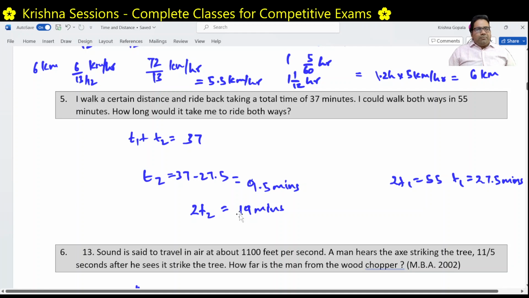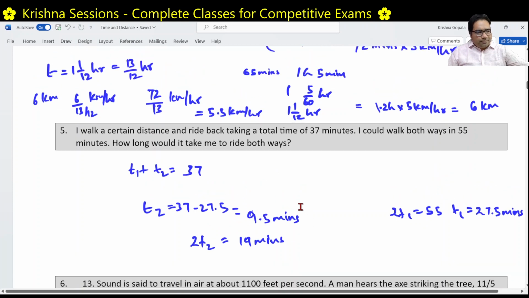Now, if I am riding on both sides, how much will I take? 2 into T2, which is 2 into 9.5, which is 19 minutes. Simple, right? This is also an easy problem.